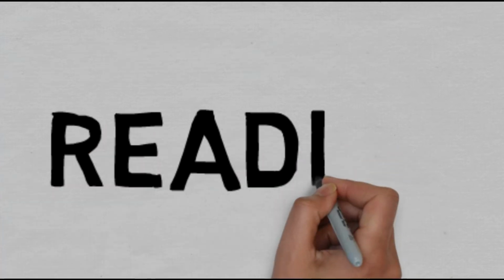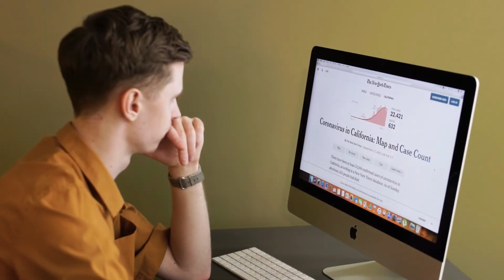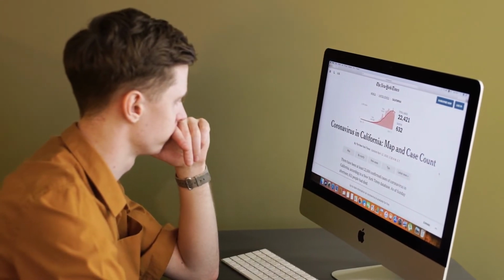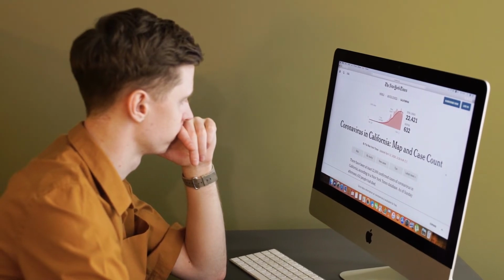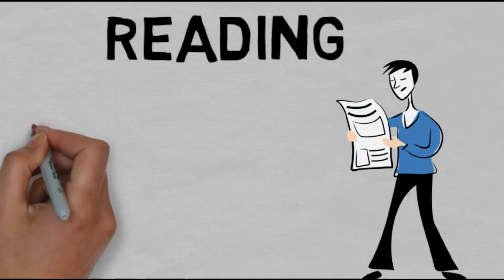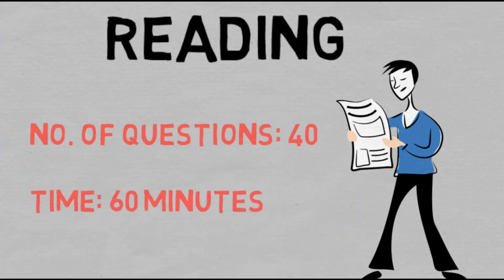The second section is the reading section. The reading section consists of 40 questions designed to test a wide range of reading skills. This includes reading for gist, reading for main ideas, reading for detail, skimming, understanding logical arguments, and recognizing writer's opinion and purpose. In this section, you will be asked a total of 40 questions, and the time for those 40 questions will be 60 minutes.